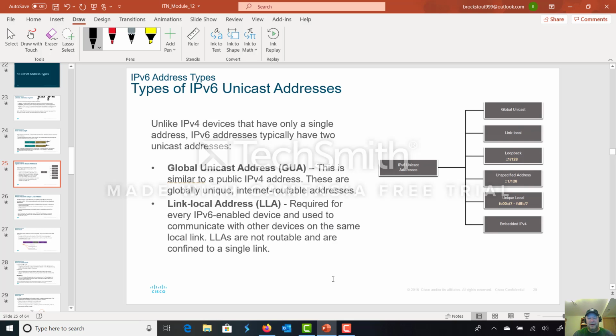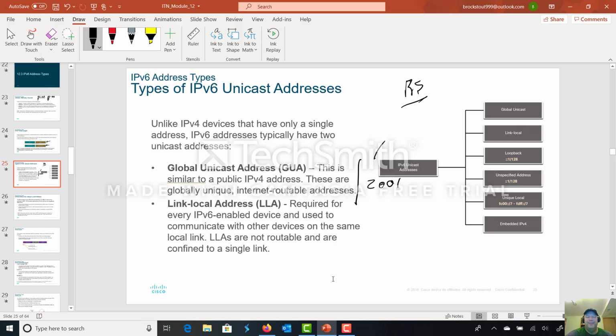Now, of those addresses, there are going to be two different specific types, and every device that connects to the internet is going to have two addresses. Each device is going to have a global unicast address. These are the ones that start with like 2001 in North America, and this is an address that you're going to learn through. Either you're going to statically configure it, or you're going to do what's called a router solicitation, and you're going to ask your router.